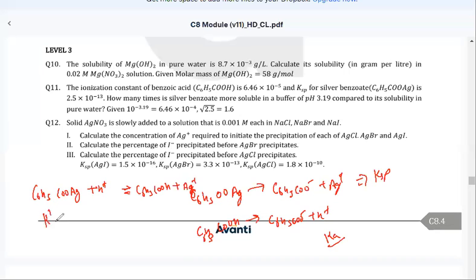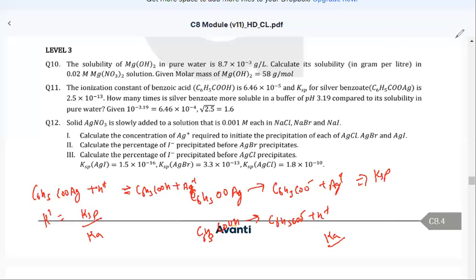Now, this is the reaction that we need, K dash. How can we write K dash in terms of Ksp and K? Can anyone tell me? See, if you just reverse this reaction and add, I will get this reaction. So it will be Ksp by K. Agree, everyone? Yes or no?